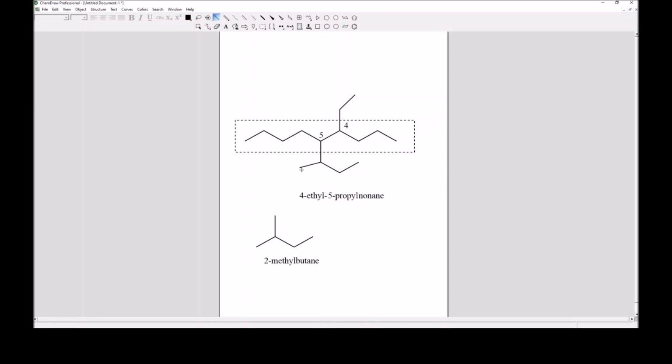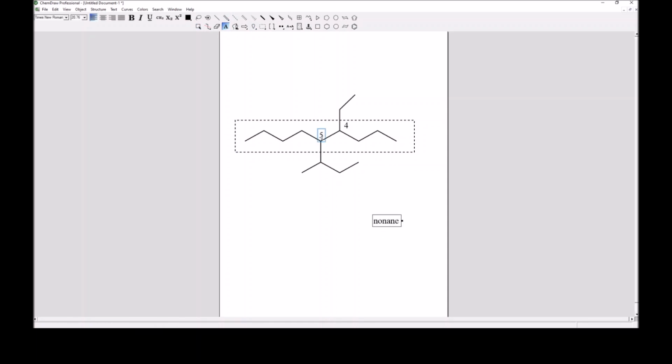So we're going to put this methyl group right back here. And what that does is it generates kind of a 3-generational problem. So we still have the same parent chain. This is a nonane, so I'm going to go ahead and write that down.